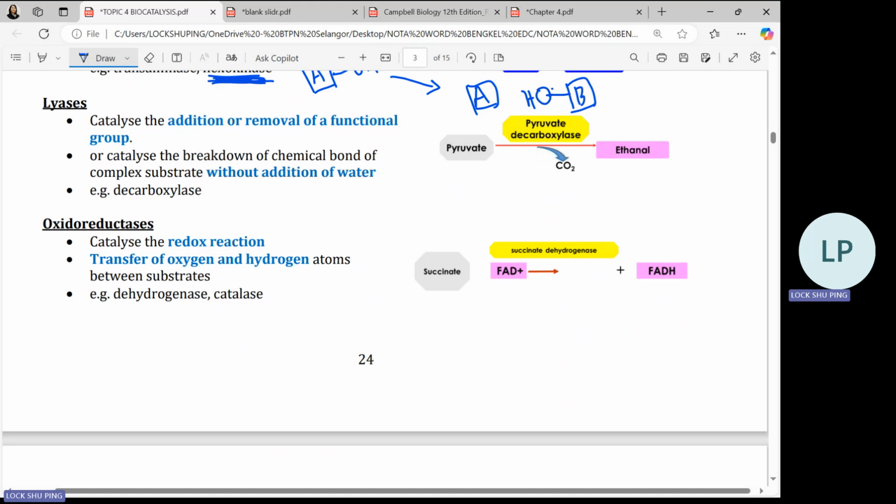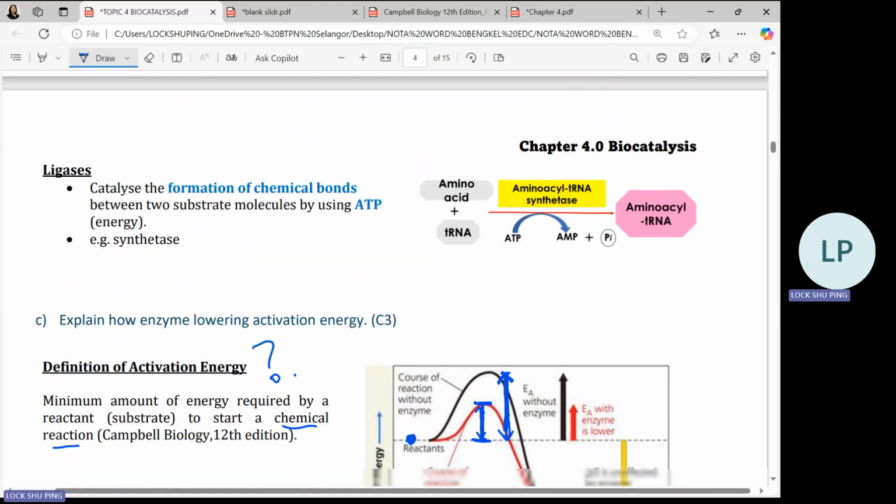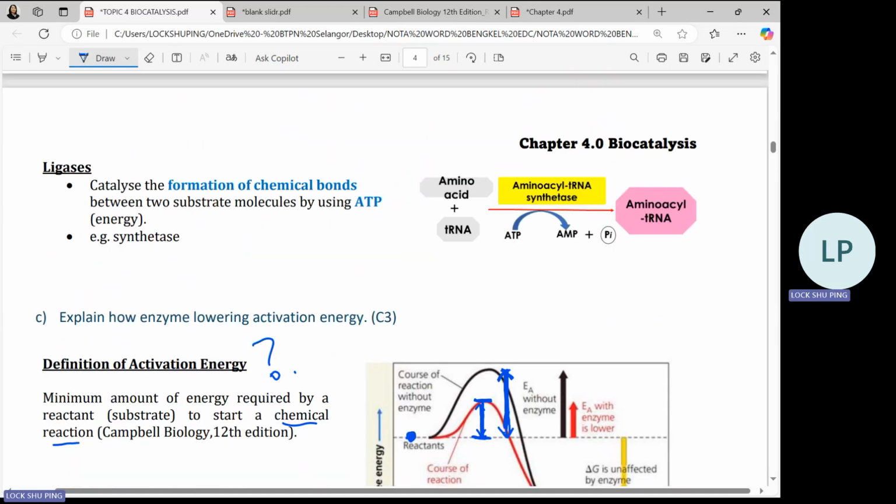Oxidoreductase is the enzyme that carries out the redox reaction, meaning that they are involved in the transfer of electrons from one molecule to another molecule. So they catalyze reduction and oxidation. We have examples like dehydrogenase, like the examples in chapter 5 as well, the NADH dehydrogenase. They are oxidoreductases.